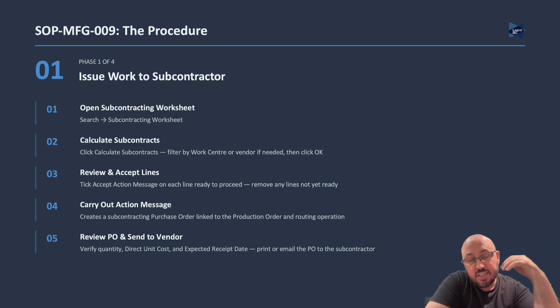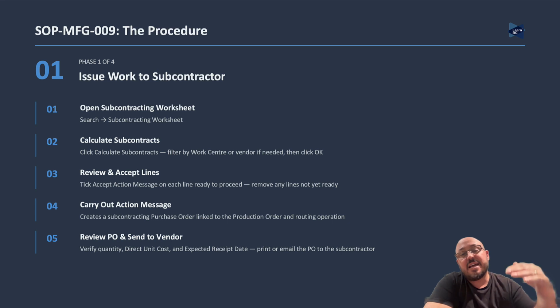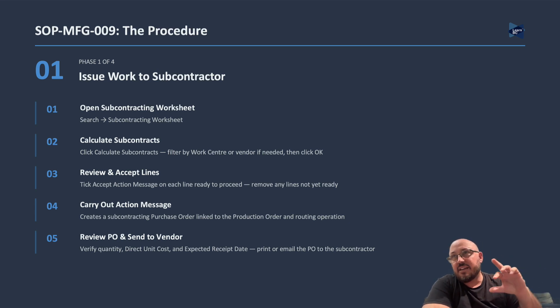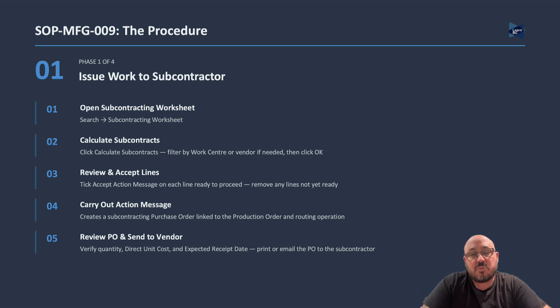I'm going to start a few steps before this. I'm going to show you the work center of a subcontractor. I'm going to show you where it's tagged. We're going to go and look at a production order that has a work center in it, halfway down 10 or so steps, operations. One of them is subcontracted. And then for that particular order, we're going to run the subcontracting worksheet.